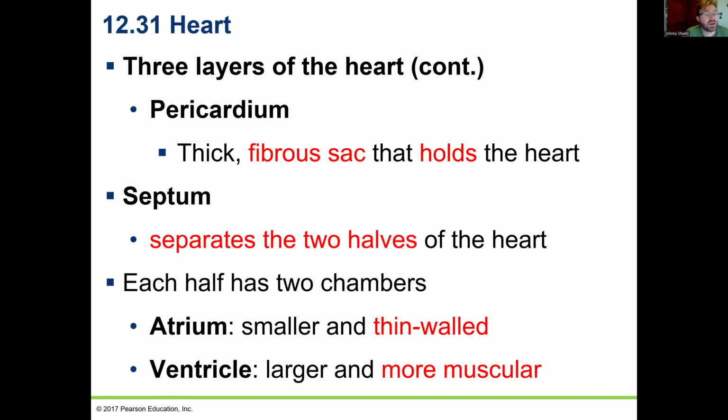So each half is going to be subdivided again into two chambers for a total of four. We have a four-chambered heart. So the smaller chamber that's going to be thinner walled is called an atrium, while the larger chamber that's going to be more muscular is going to be called the ventricle.